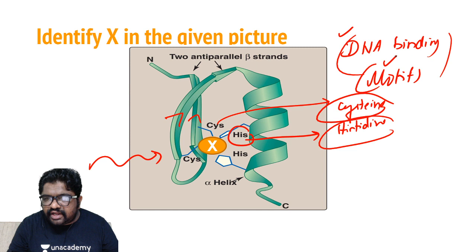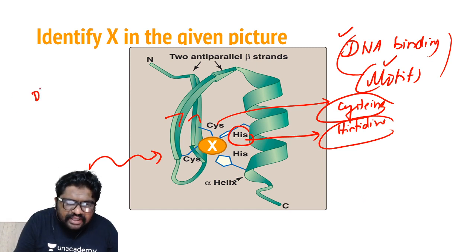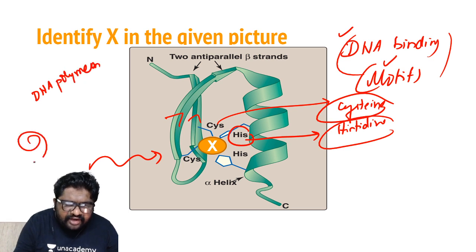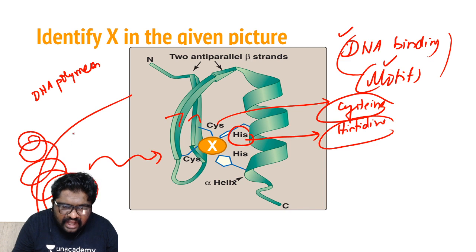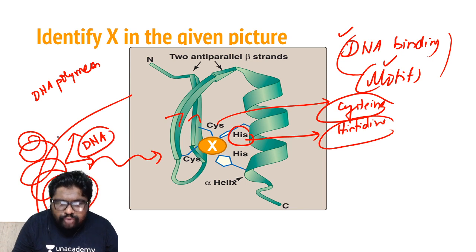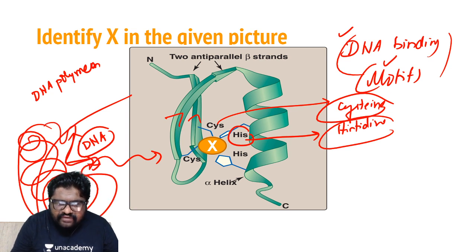It's a DNA binding motif. What do you mean by a DNA binding motif? Think about it. For example, I have an enzyme called DNA polymerase. If I try to draw DNA polymerase like this, I am looking at this active space where the DNA can come and bind. So those enzymes, which are proteins, who are handling the DNA will have an active space which can link with the DNA.